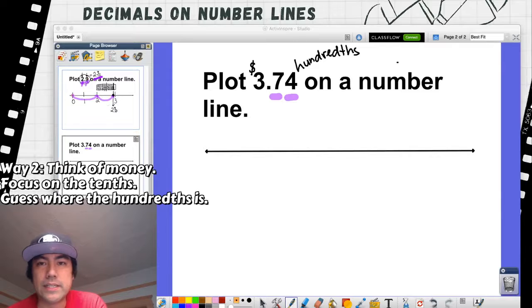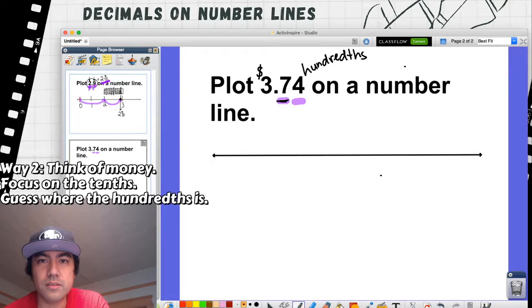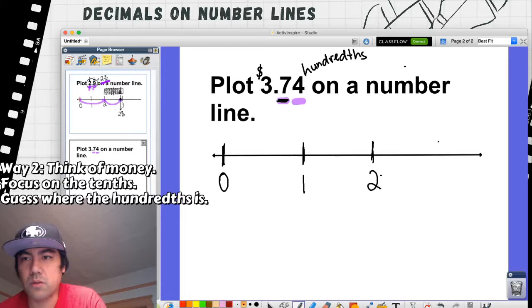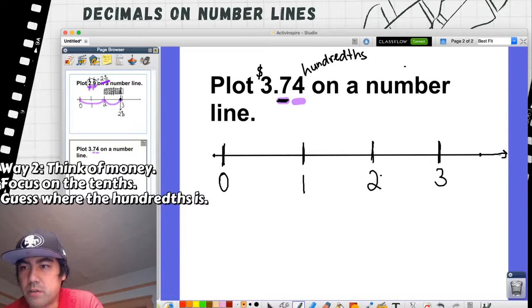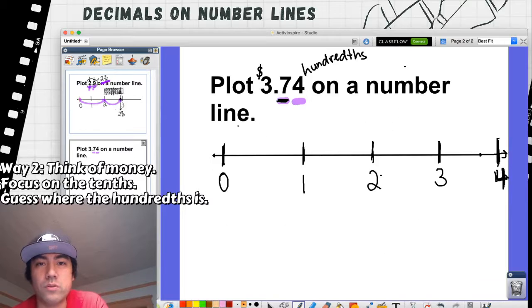$3.74. Okay. Now we can focus on the tenths place because we know how to deal with tenths. And remember, this is $3.74 or 3 74/100. Okay, so let me try this. I know this $3 is 3 wholes, so 0, 1, 2, 3 wholes. I'm going to run out of room here. Make it longer. I'm just going to go 4 wholes. And the reason why I put 4 wholes is because I know that 3 74/100 or $3.74 is between 3 and 4. It's between $3 and $4. Okay, so it's somewhere here.